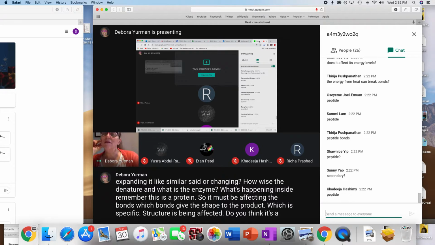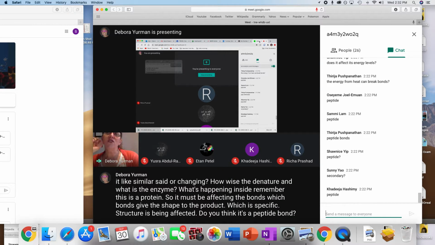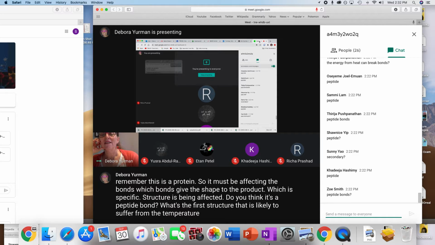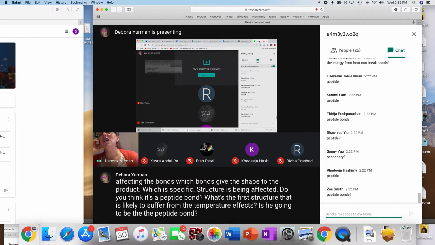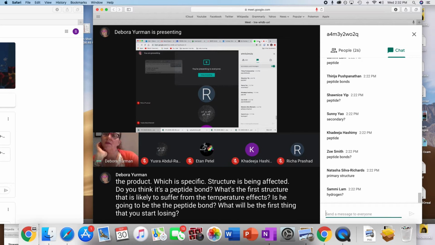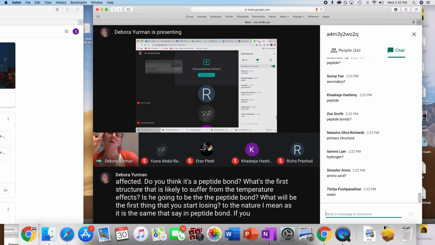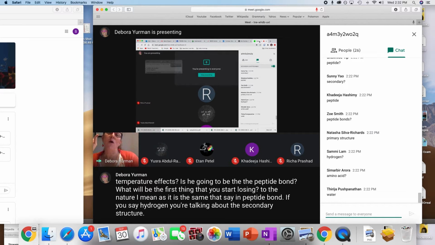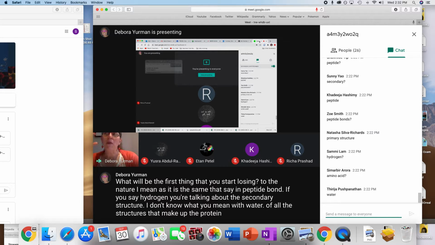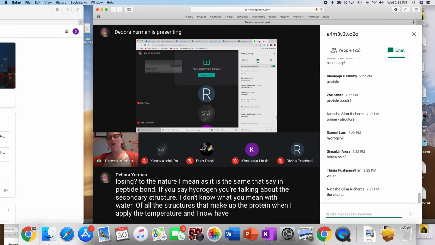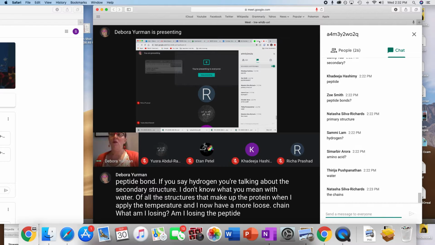Do you think it's a peptide bond? What's the first structure that is likely to suffer from the temperature effects? Is it going to be the peptide bond? What will be the first thing that you start losing? Amino acid is the same as saying peptide bond. If you say hydrogen, you're talking about the secondary structure. I don't know what you mean with water. Of all the structures that make up the protein, when I apply the temperature and now have a looser chain, what am I losing? Am I losing the peptide bond, or what am I losing when the shape is changing?